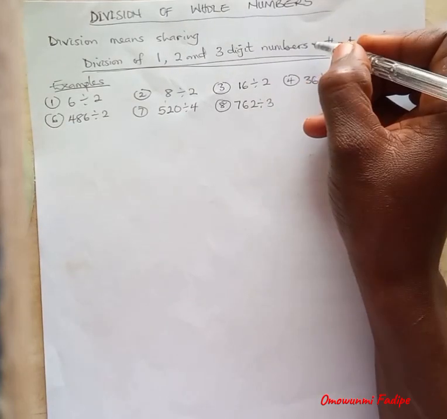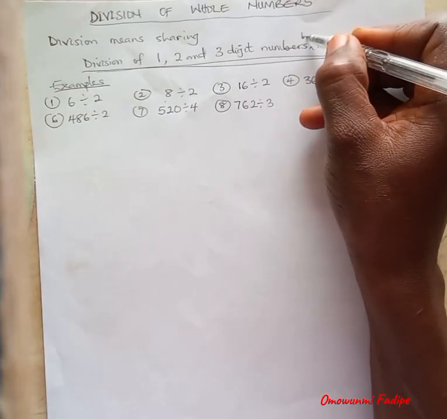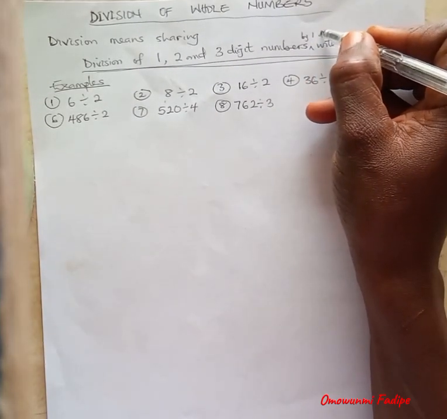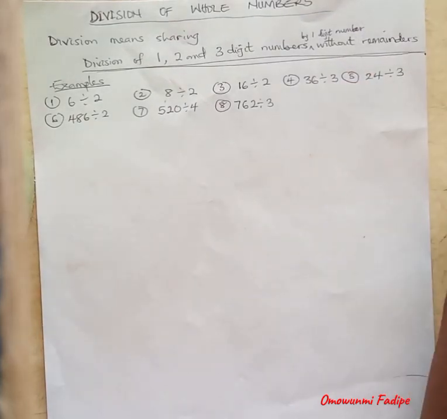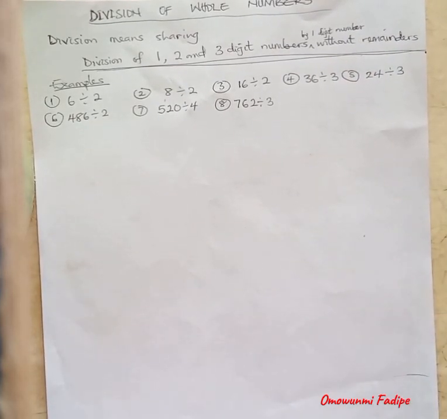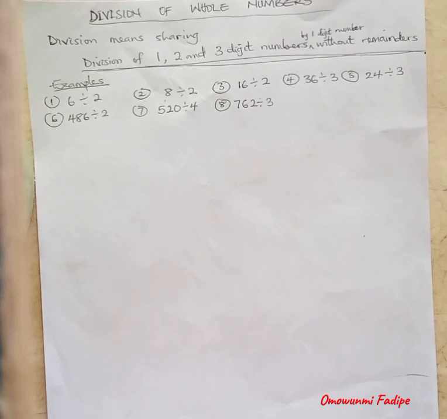Okay, let me quickly write by 1 digit numbers without remainders. That means the answer that we are going to have will not give us remainders. We are going to do some examples.